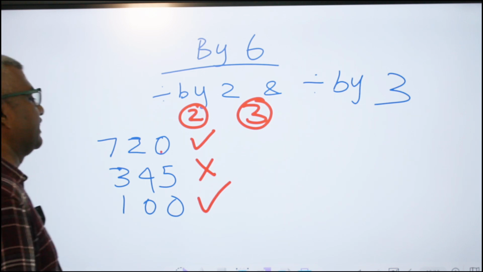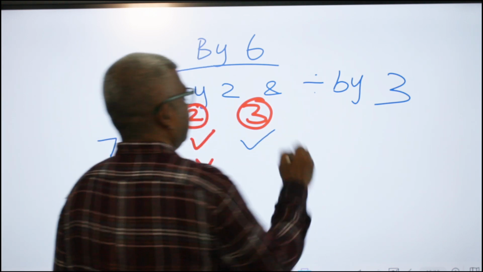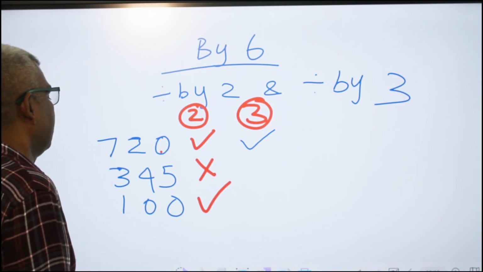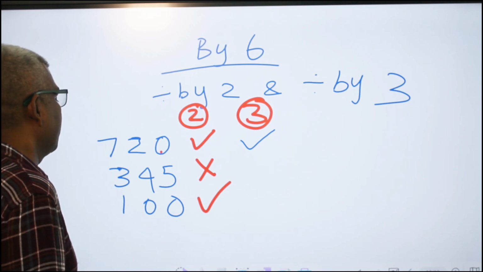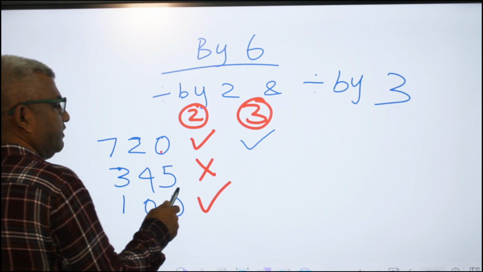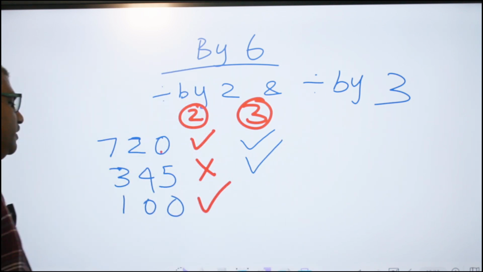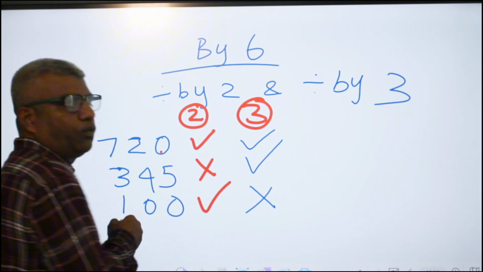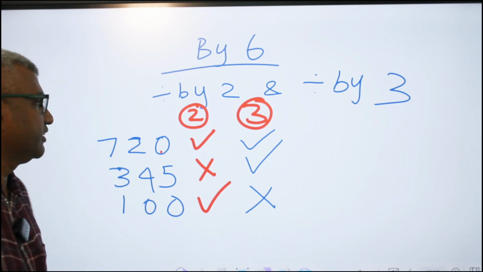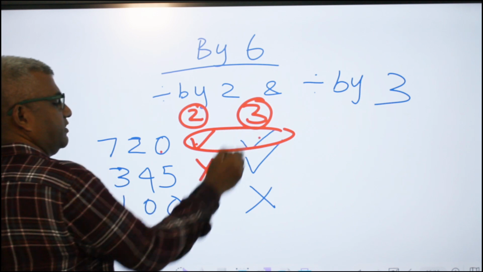Then come for 3. 7 plus 2 is 9. 9 is divisible by 3. 3, 4, 5. 3 plus 4 is 7. 7 plus 5 is 12. 12 is divisible by 3. 100, it is not divisible by 3. Add, 1 is not divisible by 3. So here only 2 and 3 are matching.